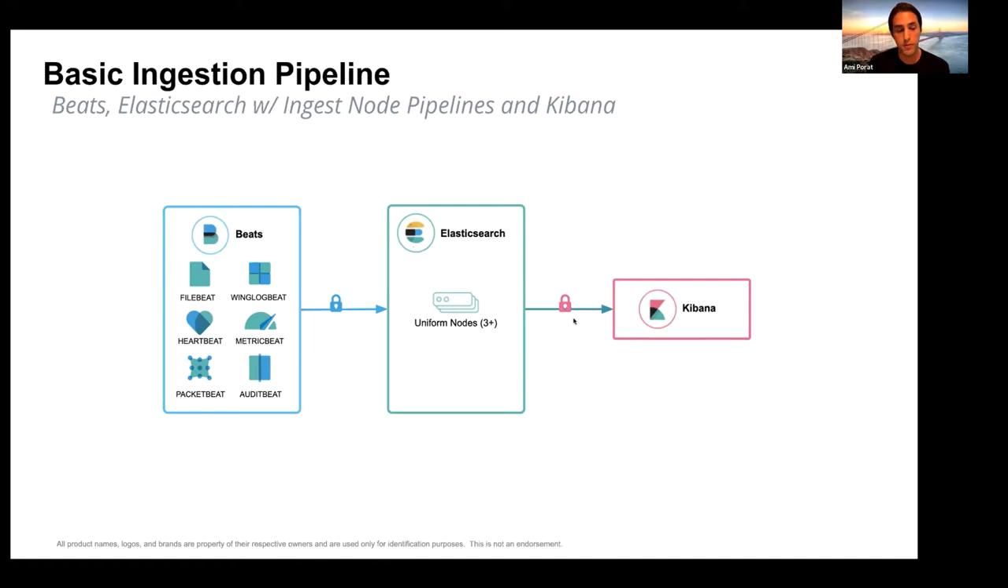But for the most part, you can think of a basic ingest pipeline as Beats send data to Elastic, and Kibana can then access that data in Elastic and let us view it. Now, the Beats we're going to cover today are Filebeat, Metricbeat, and a little bit of Packetbeat.